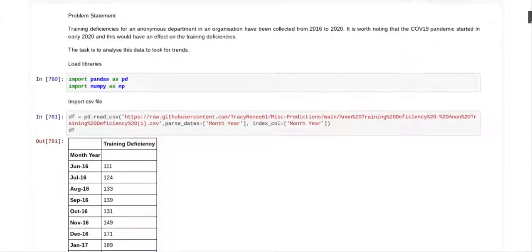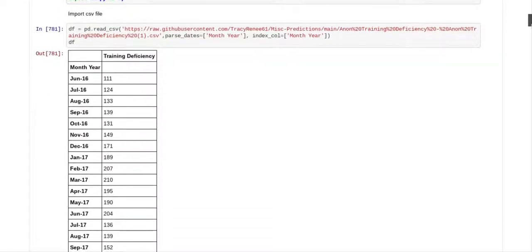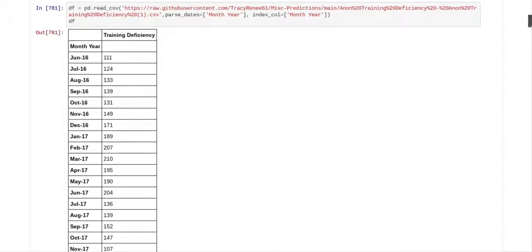So the first thing we had to do was we imported our libraries. So we imported pandas and NumPy. And then the next thing that we did was we read the file. And this is the file on GitHub. And so the parse dates were month, year, and the index column equals month, year as well. And this is all the training deficiency data that I collected.